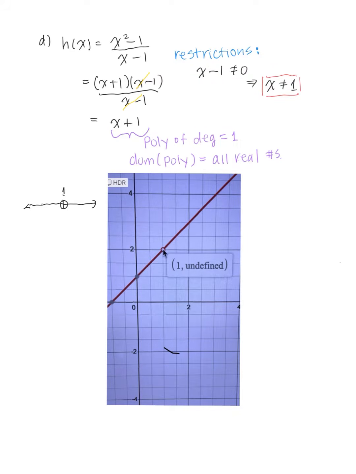So let's try to answer this in interval notation. The domain of h is going to be negative infinity to 1, that's an open parenthesis, and then union 1 to positive infinity.